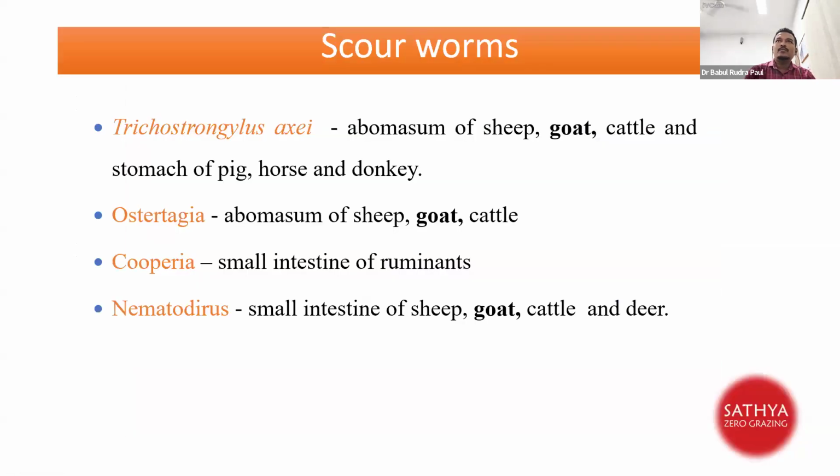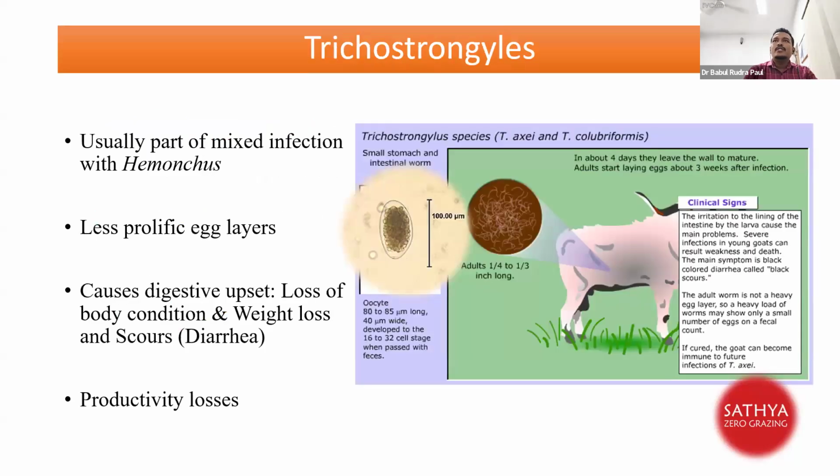Second group is scour worm. That is in this group: Trichostrongylus, Ostertagia, Cooperia, Nematodirus. These are the affecting organisms. If you see the Trichostrongylus, commonly this comes with a mixed infection with the Haemonchus.